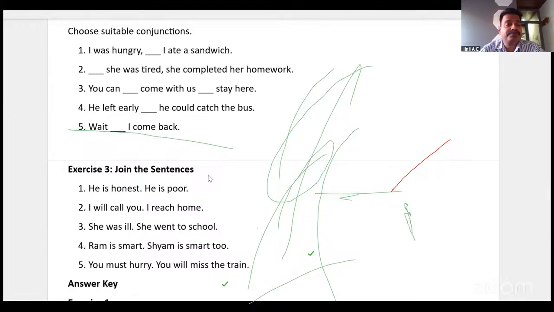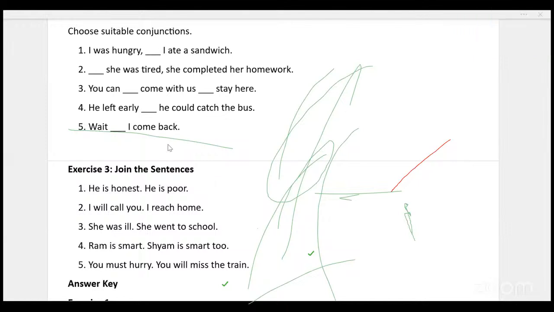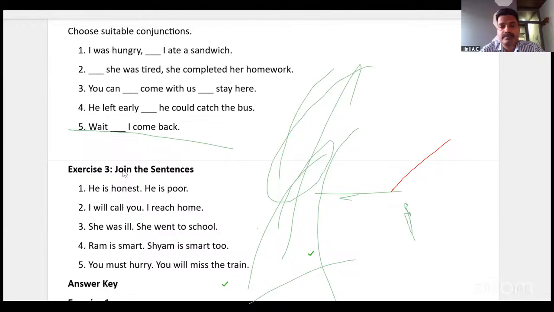Next sentence. She's not only smart but also hardworking. Yeah, she's not only smart but also hardworking. Great sentence. Is there anything else?